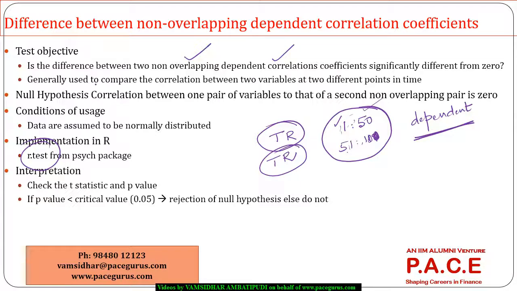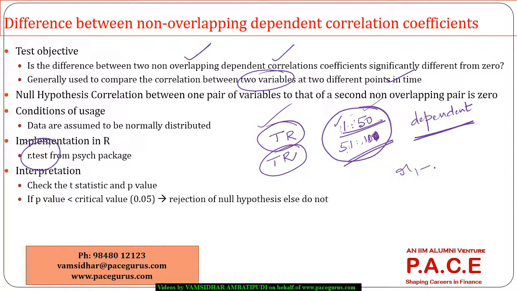So this is what is generally used to compare the correlation between two variables. I'm comparing the correlation between the returns of the telecom sector and the realty sector at two different points in time: the first 50 months versus the next 50 months. And the null hypothesis says they are equal.